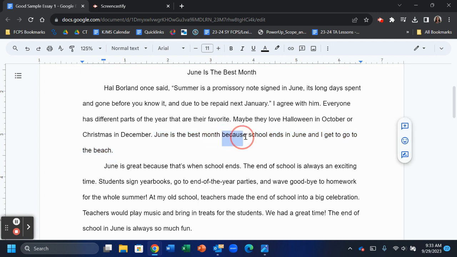And also notice I have two arguments, two reasons in my thesis statement. I say that June is the best month because school ends in June and because I get to go to the beach. I'm going to have one paragraph about school ending in June and how that makes June the best, and another paragraph about how I get to go to the beach in June and that makes June the best.